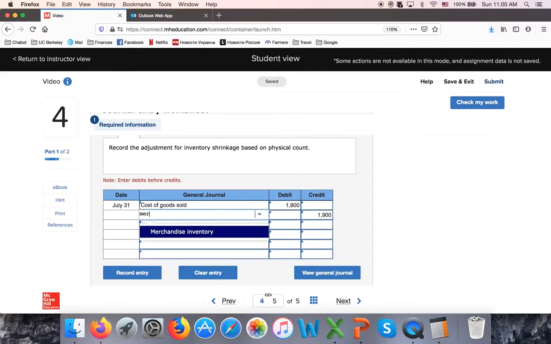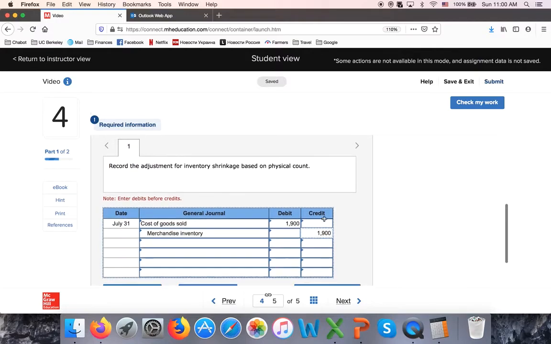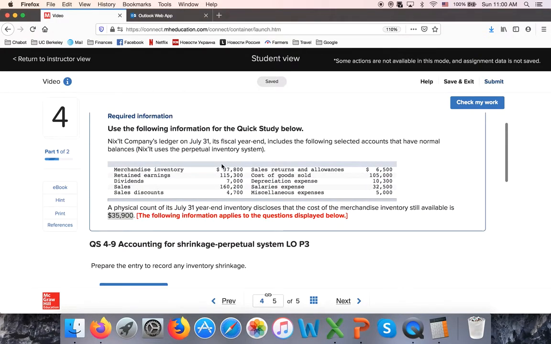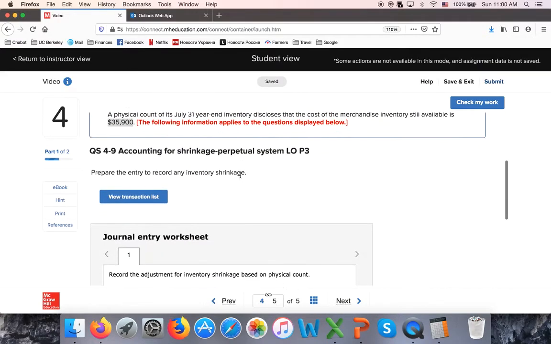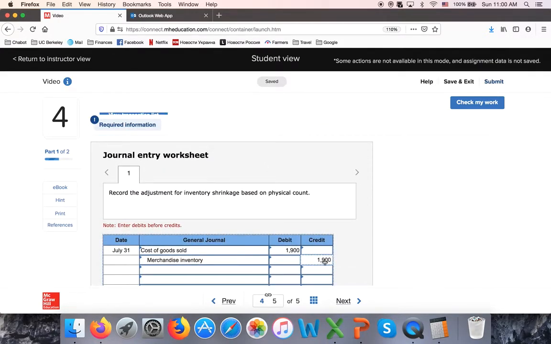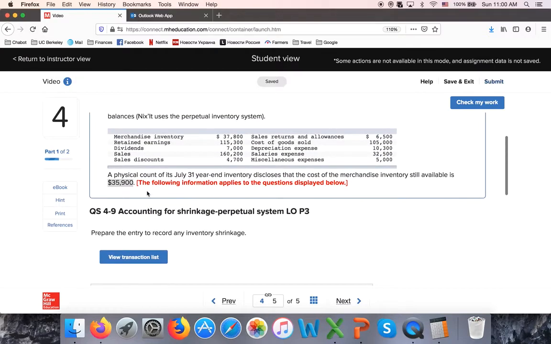And what do I do with merchandise inventory? I decrease it. So after I make this adjustment, if you think about the T account, inventory was 37,800 debit minus 1,900 credit will be equal now to 35,900. And that amount will be reported on the balance sheet. So equal to the physical count.